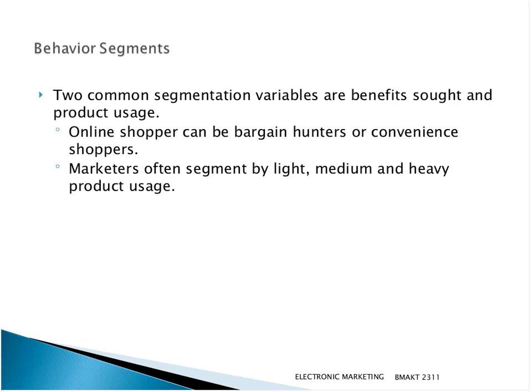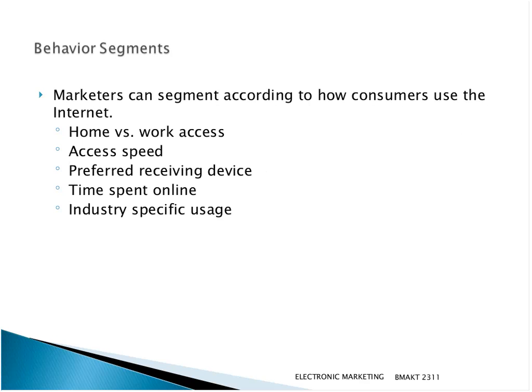Marketers often segment by light, medium, and heavy product usage. When it comes to online marketing, they usually categorize their consumers into three main categories: light users or low maturity, medium users or medium maturity, and heavy users or high maturity, simply because of the way they use and buy products online.